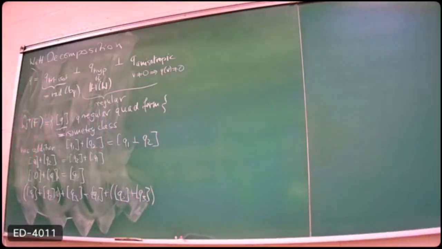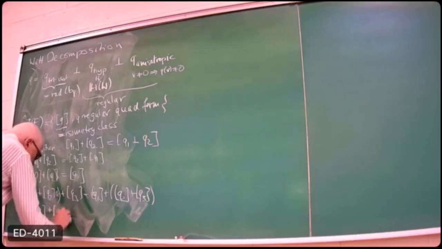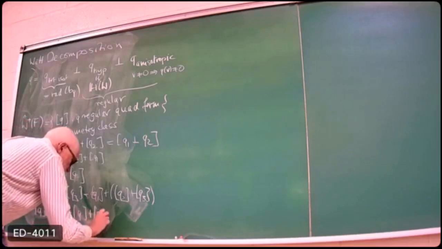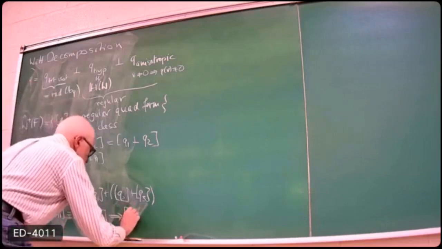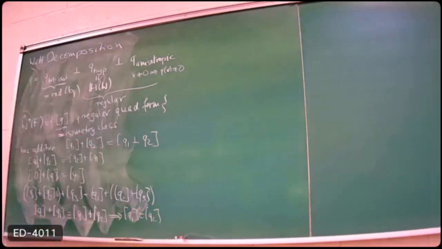So it is nearly a group, except what is missing is there's no inverse, but it satisfies a rule which is similar to being an inverse, namely Witt cancellation. This means the following. If we know that Q plus Q1 is the same as Q plus Q2, then this implies that Q1 is isometric to Q2. So this is called Witt cancellation. This is a fundamental result which is used over and over again. It's very simple.